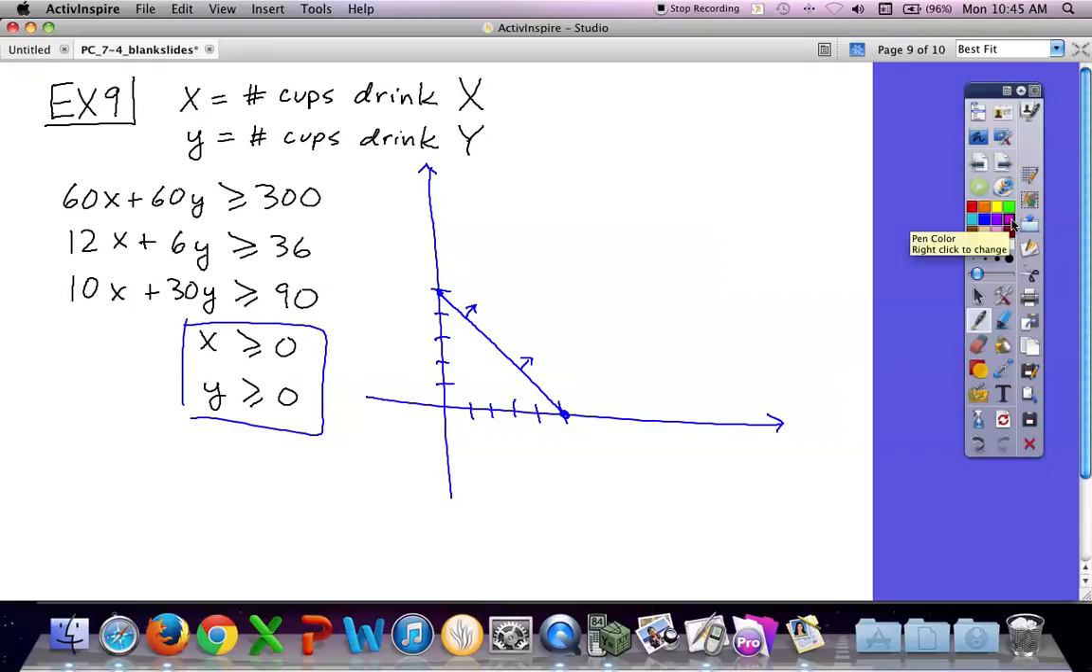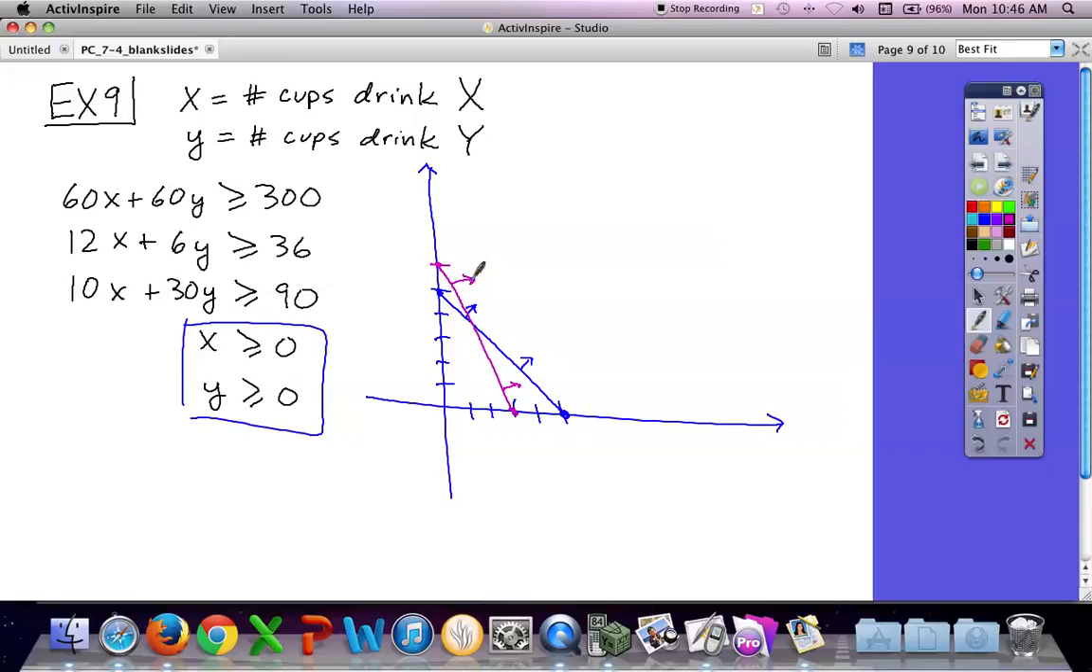For the X-intercept, cover up the Y term. 12X equals 36, so X equals 3. And for the Y-intercept, Y equals 6. Let's draw those two. And which side of that line are we going to want to shade? Test a point. Let's try the origin. 12 times 0 plus 6 times 0 is 0. Is 0 greater than or equal to 36? No, so we're going to have to shade the other side.